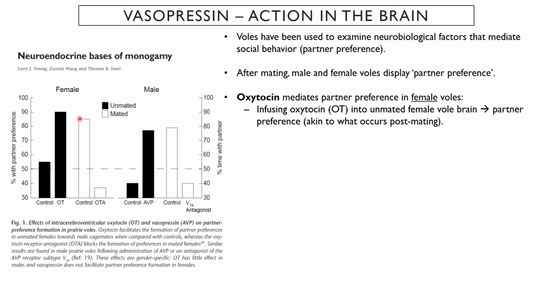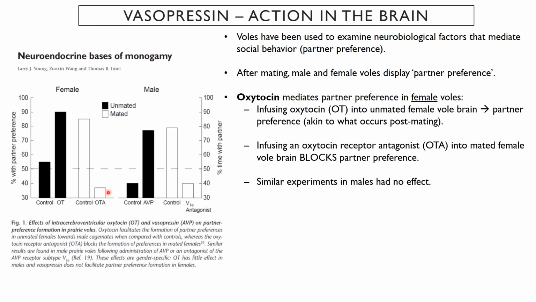In a separate experiment, they had used mated females. So these females had already mated with one of the males, and then they looked to see how much time they spend with that male. And you can see in the control females, they are much more likely to show time with their mated partner versus the unmated partner. But if you infuse an oxytocin receptor antagonist, OTA in this case, into the female brain, it blocks partner preference. So even though she has mated with this male, when you infuse this antagonist, she no longer shows preference for the partner.